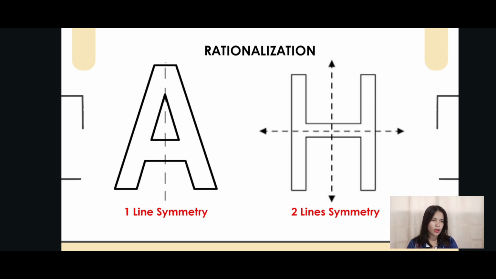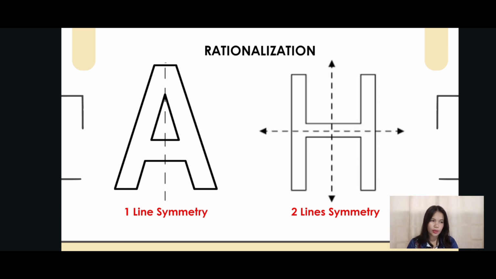As examples of symmetry, we have line symmetry. In one line symmetry, we have here the figure of the letter A. The figure is symmetrical about only one axis. It may be horizontal or vertical. The letter A has one axis of symmetry passing through its center. So as you can see, this is one line symmetry.